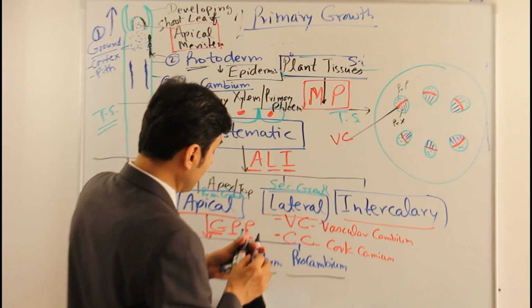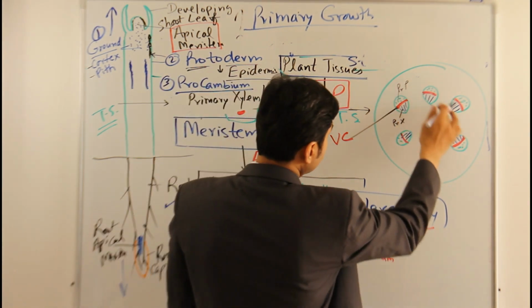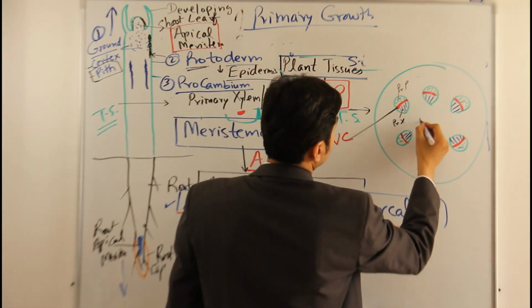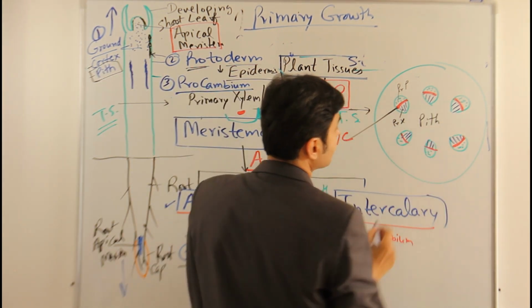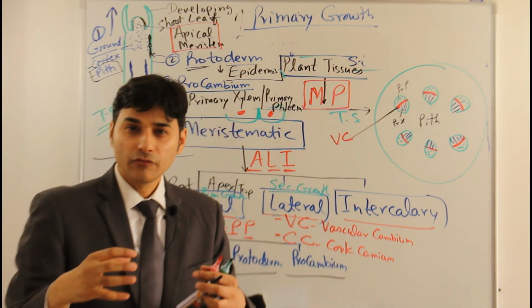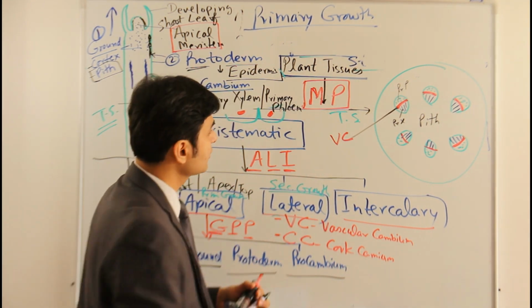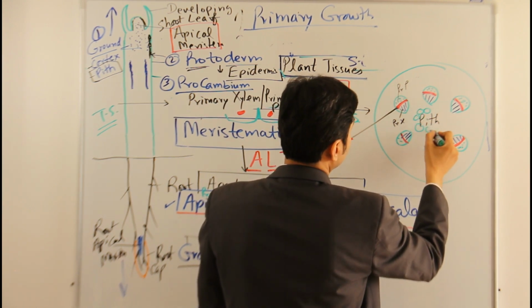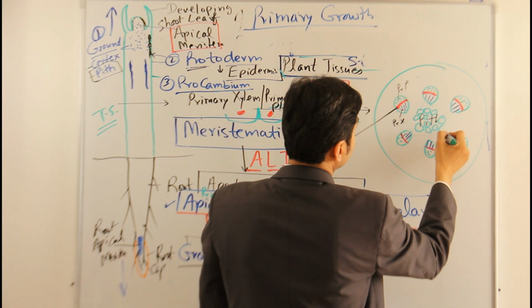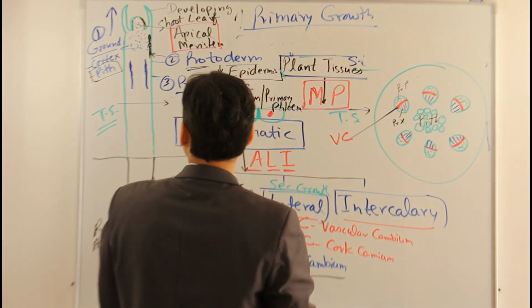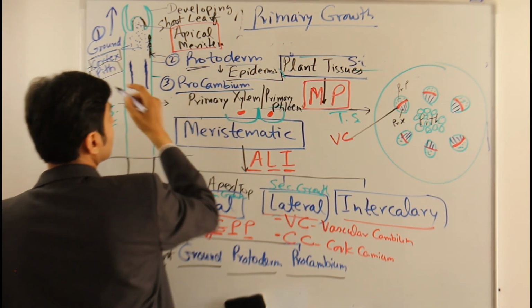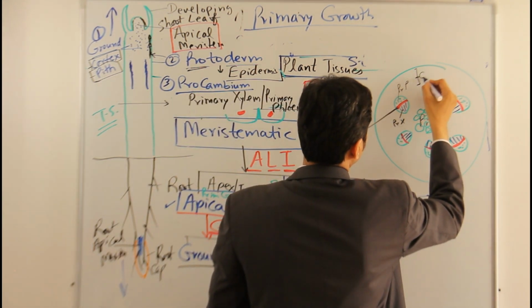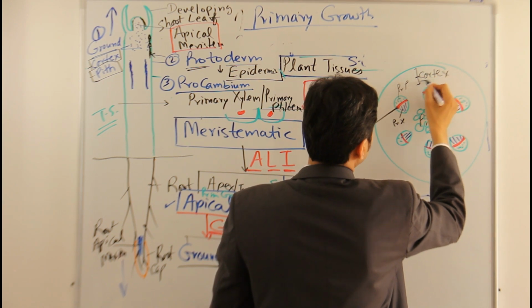Now the cork cambium. As you know, if you see here, this central part is called pith. This is just the ground tissue which is made up of parenchyma cells. Normal cells are present here. This is the pith present in the dicot stem. And the cortex is present here. So this area is called cortex.